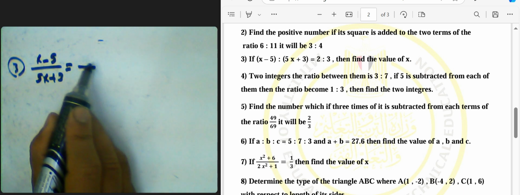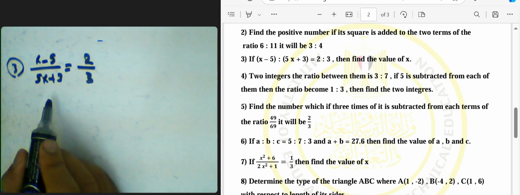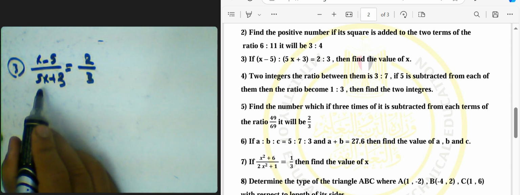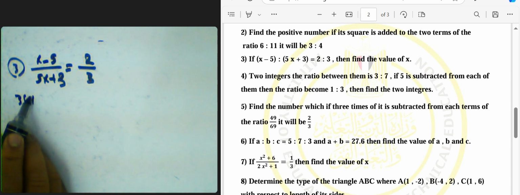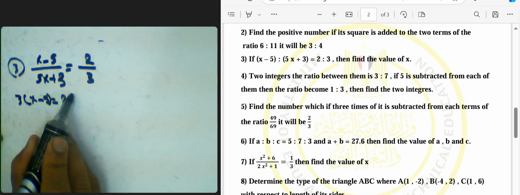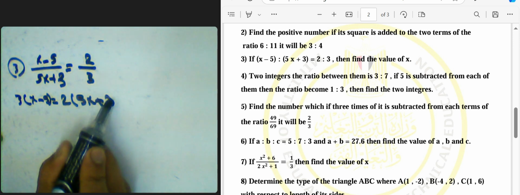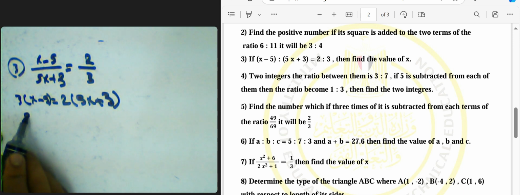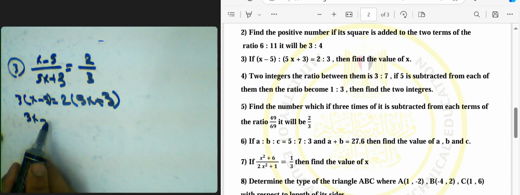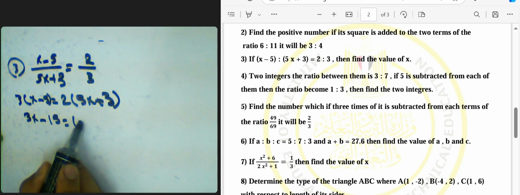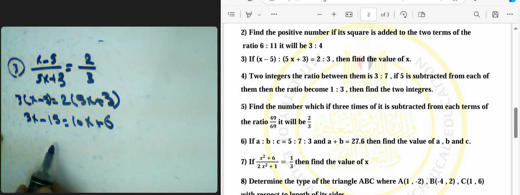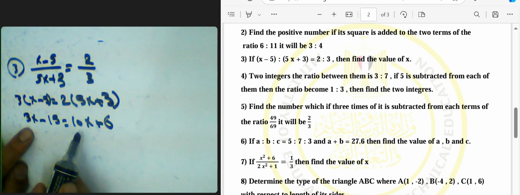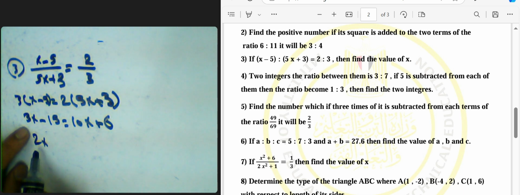The result will be 2 over 3. And using the rules here, the product of extremes equals the product of means. Write 3 times (x minus 5) equal 2 times (5x plus 3). Then 3 times x equals 3x, 3 times 5 equals 15. 2 times 5x is 10x, and 2 times 3 equals 6. So you can find the difference between 10x and 3x will be 7x.